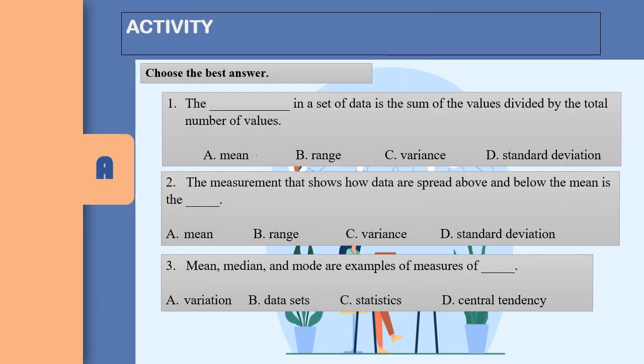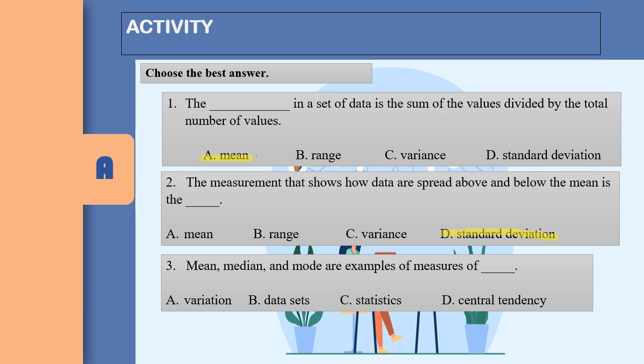So now class, let's have a review activity since we already done answering this one last week. Number one, the blank in a set of data is the sum of the values divided by the total number of values. This is letter A, mean. The measurement that shows data are spread above and below the mean is the blank. This is letter D, the standard deviation.